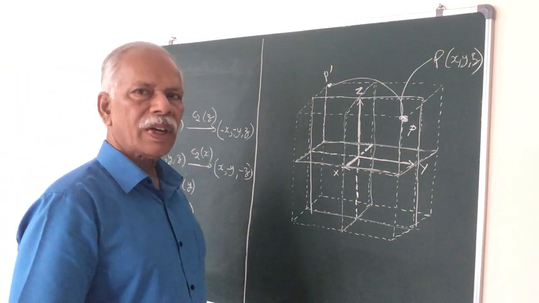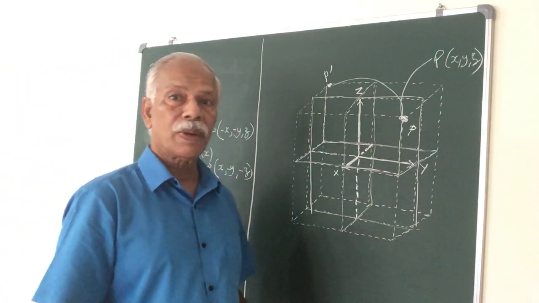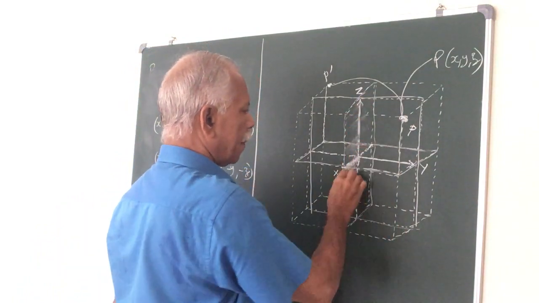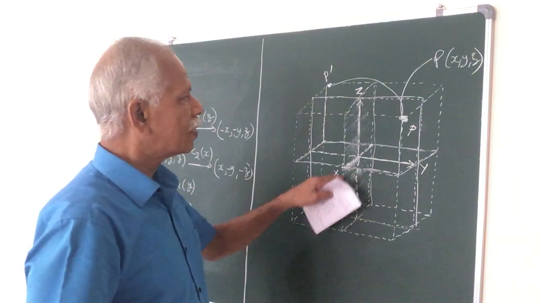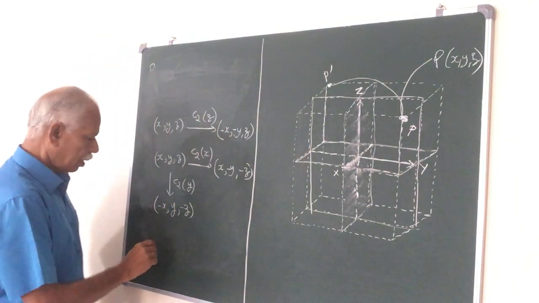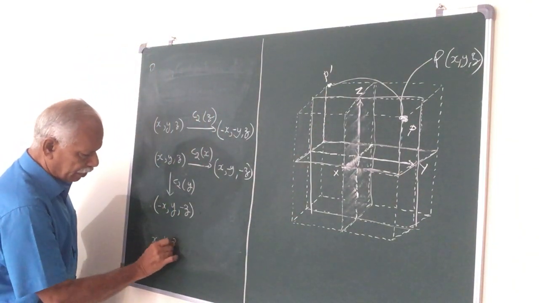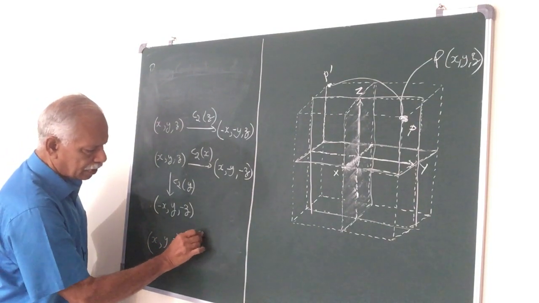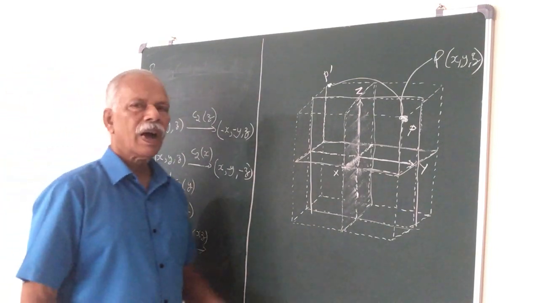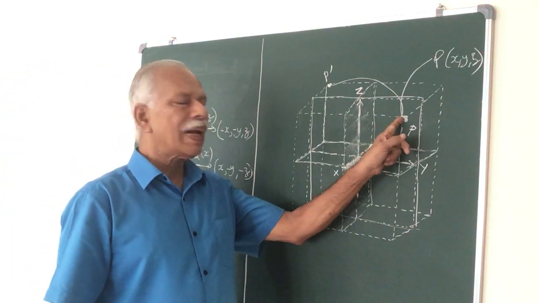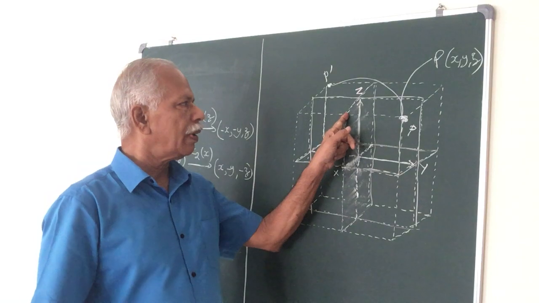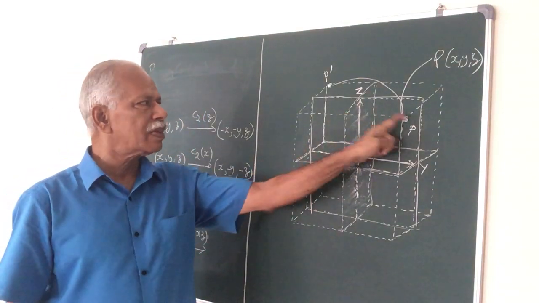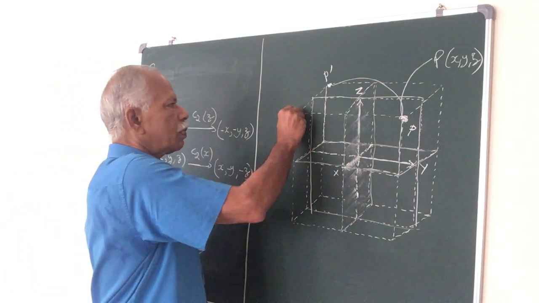Then what about reflecting this point about the Cartesian planes? Imagine that the point P is reflected along this plane. This is the xz plane. x, y, z is reflected about the xz plane. How is reflection done? Draw a line perpendicular to the plane, extend it an equal distance in the opposite direction, and place the point here. This becomes P2 dash.